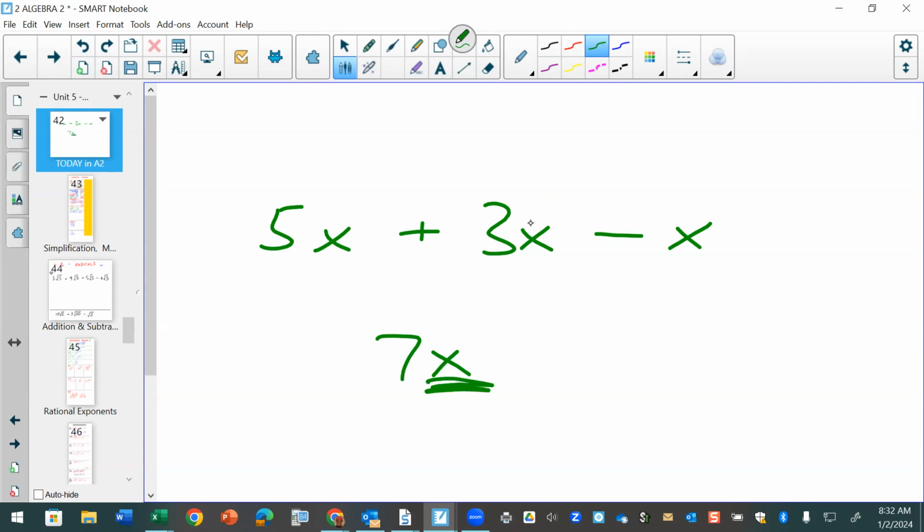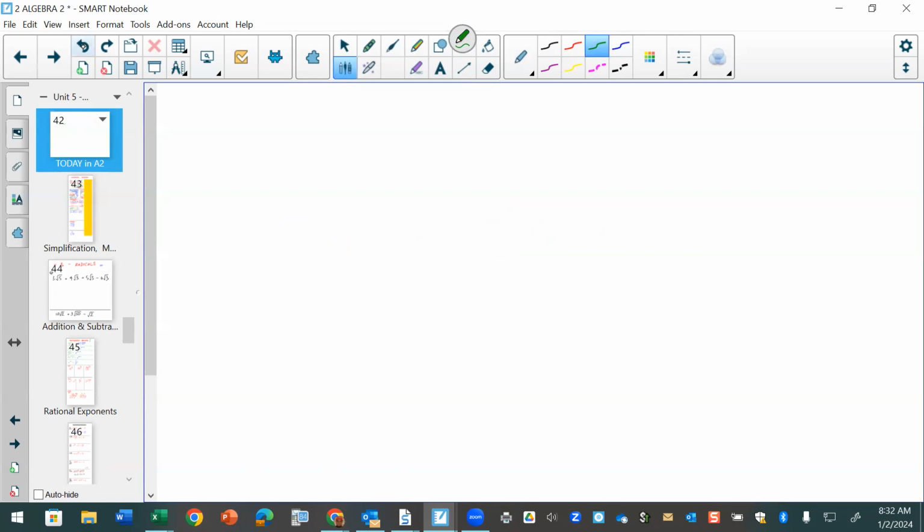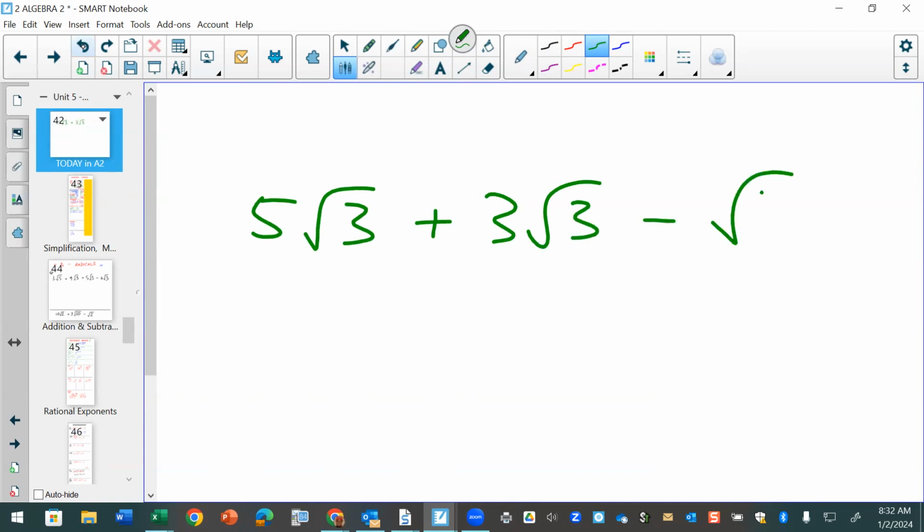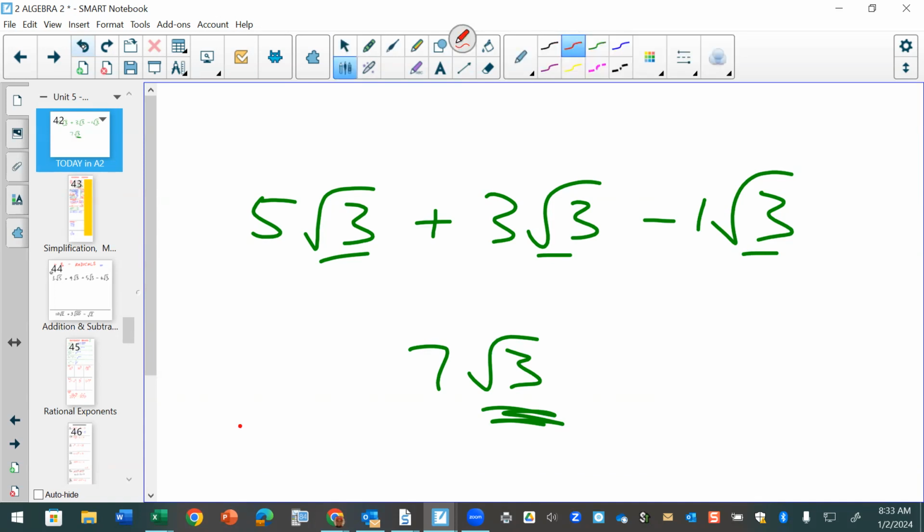So if we did the exact same problem, but it looked like this, and it will. You don't change the radical 3s. You just say, I got 5 of them plus 3 of them. That's 8 minus 1 of them. That's 7 of them. You don't change the 'of them.' So going back to the problem you just asked about, what was it? 6 radical 15 minus 3 radical 25. So is that what it was?